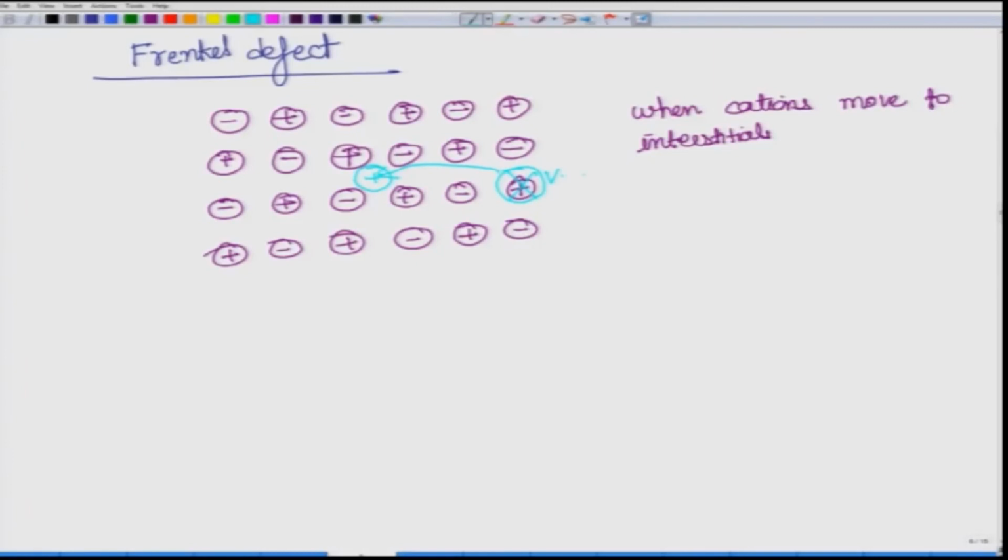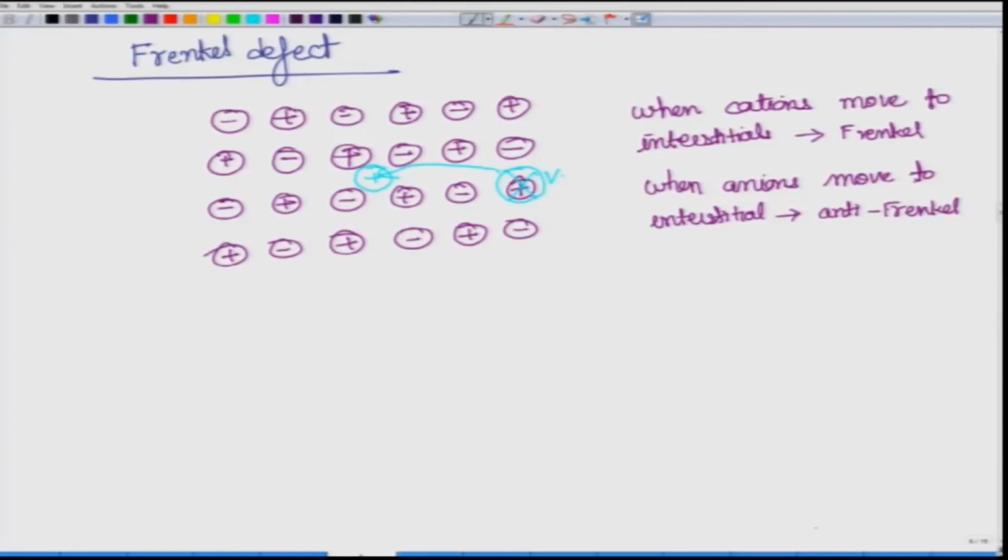And why is it that only cations move? It is because cations are usually the smaller in size, but there are of course possibilities that anions can also move. When anions, which are usually larger, but still in cases they can move, move to interstitial, then they are called anti-Frenkel defects. So, this becomes Frenkel when the cations move, and when the anions move, they are called anti-Frenkel defects.